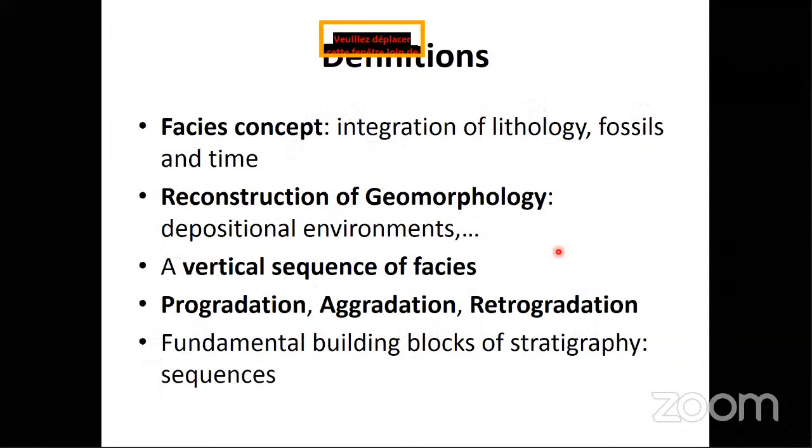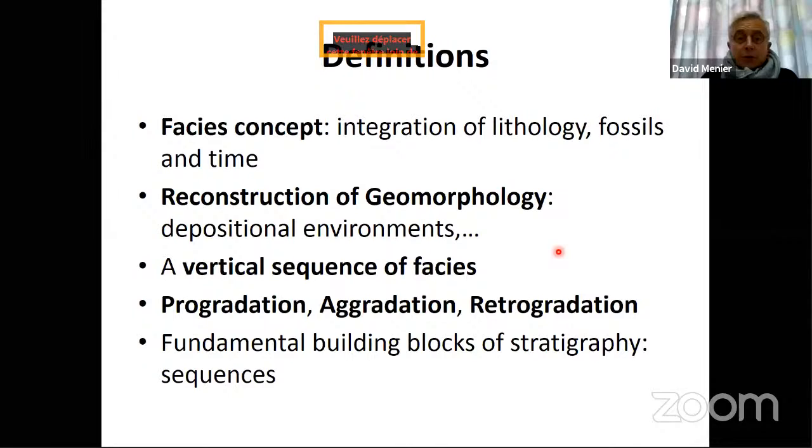So we need some definitions. We need to use the facies concept, integrating lithology, fossils, and time. We have to know a minimum of geomorphology, and all the depositional environments that we can have. So I will recall some concepts about that. We need to have in our mind a vertical sequence of facies. We need to know about progradation, aggradation, retrogradation, and of course, this is fundamental in order to build the blocks of sequence stratigraphy.